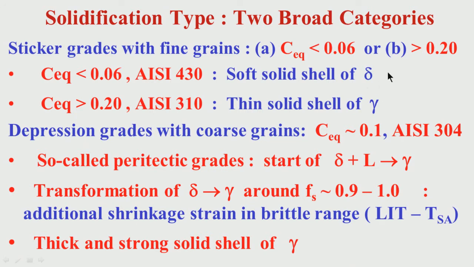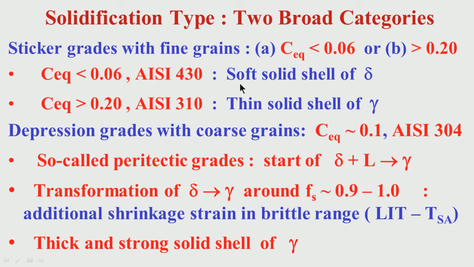Since we have delta ferrite solidification, and even after solidification we have delta for a certain temperature, we know that delta has relatively less high temperature strength compared to austenite, so it is soft. Now when carbon equivalent is more than 0.2, or for 310, one popular stainless steel grade, we have a thin solid shell of gamma. Gamma is austenite, but the shell is very thin because of high incidence of microsegregation in austenitic solidification.